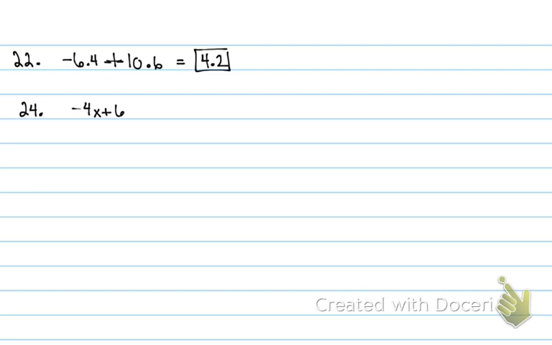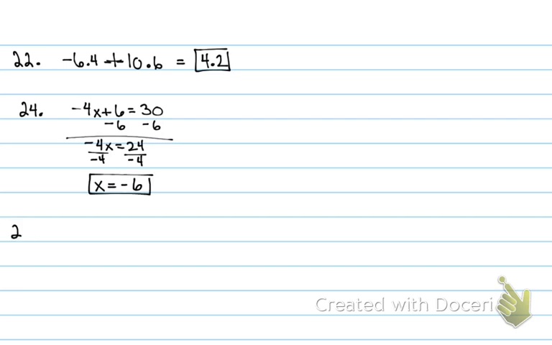Number 24 is an equation. So you're just solving your two-step equation. Remember, you move what's not connected to the variable first, and then you divide. x equals -6. So again, make sure you're writing the correct answers down so you have the correct answers.